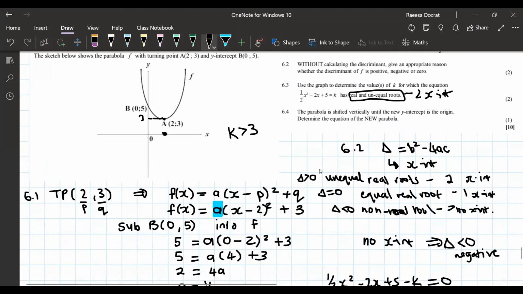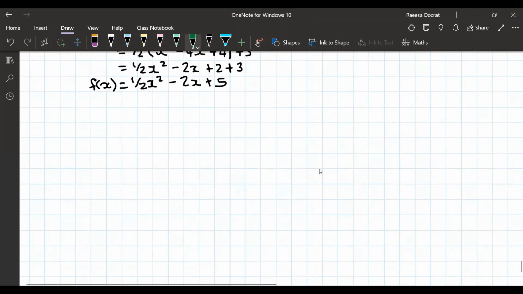Then the last one is the parabola is shifted until the new y-intercept is the origin. Determine the equation of the new parabola. So we want to know how many units they shifted it down. It says the new y-intercept is the origin. So if they had to shift it 1, 2, 3, 4, 5 units down, they shifted it 5 units down. So we're going to have to minus 5 from our equation.